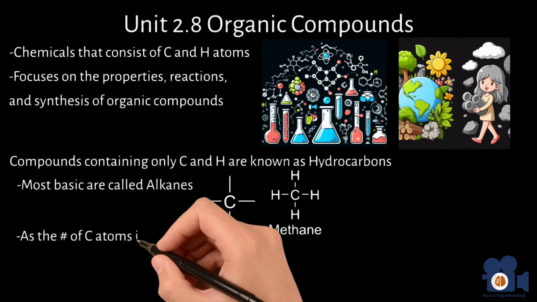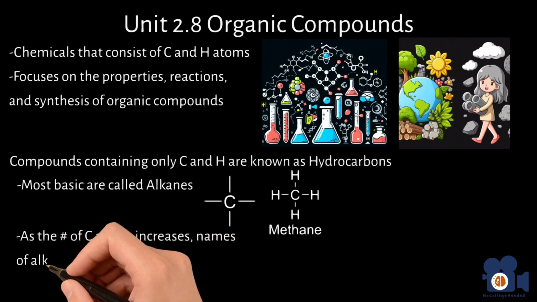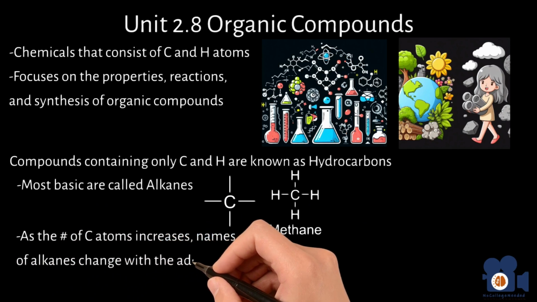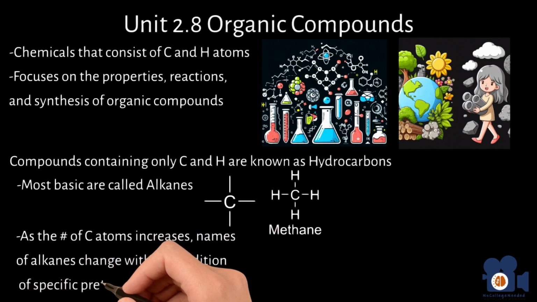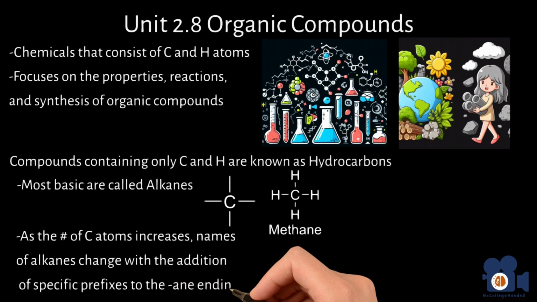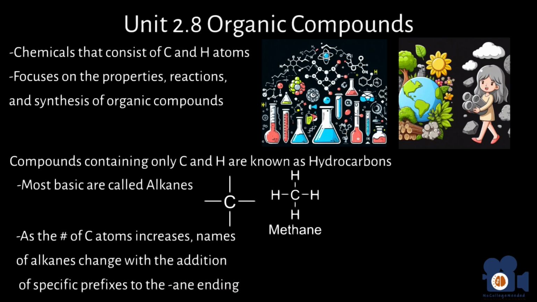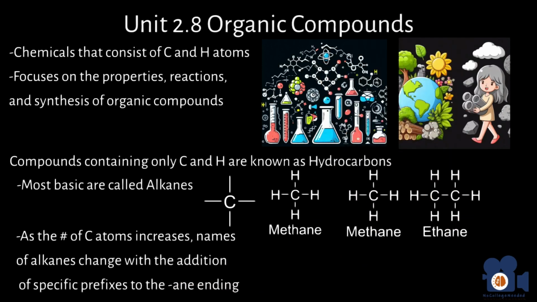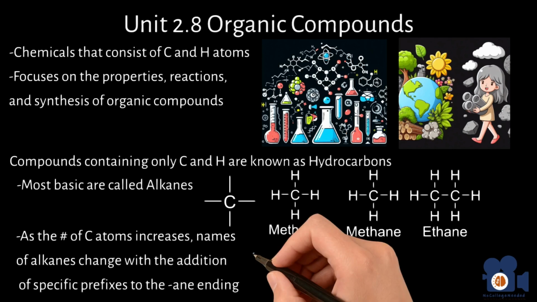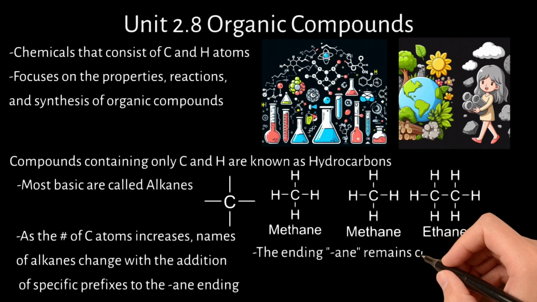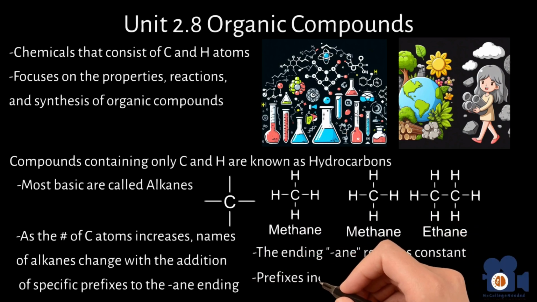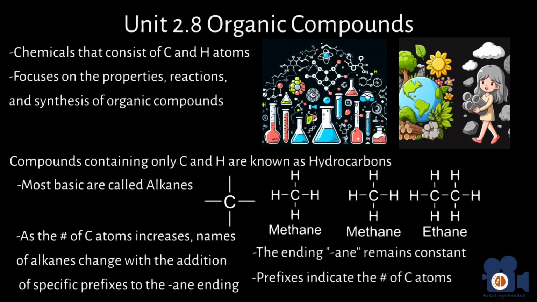As the number of carbon atoms increases, the name of the alkane changes with the addition of specific prefixes to the -ane ending. For instance, 2 carbon atoms form ethane, while 3 carbon atoms create propane. The ending -ane remains constant, but the prefixes indicate the number of carbon atoms.